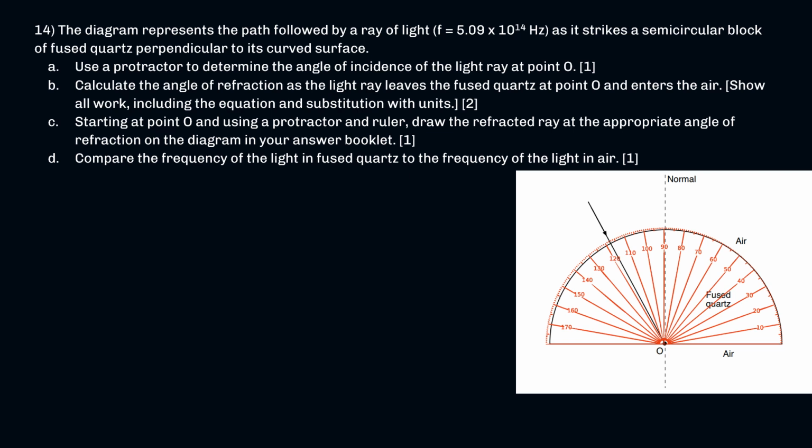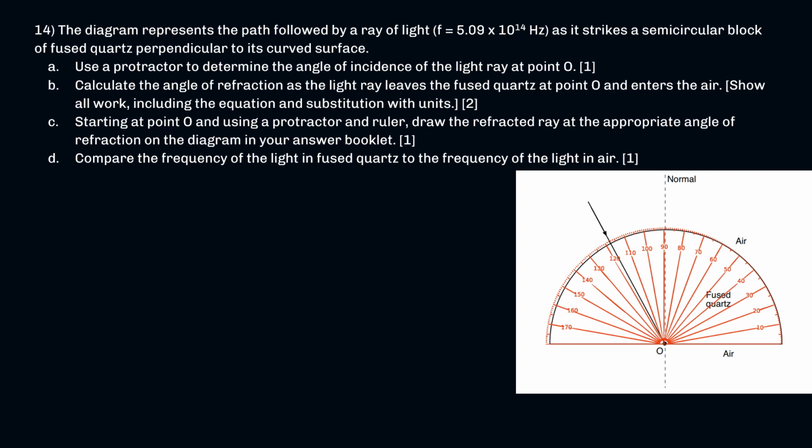So we have here the diagram represents the path followed by a ray of light, the frequency of which is 5.09 times 10 to the 14th hertz, as it strikes a semicircular block of fused quartz perpendicular to its curved surface. So part A, use a protractor to determine the angle of incidence of the light ray at point O.